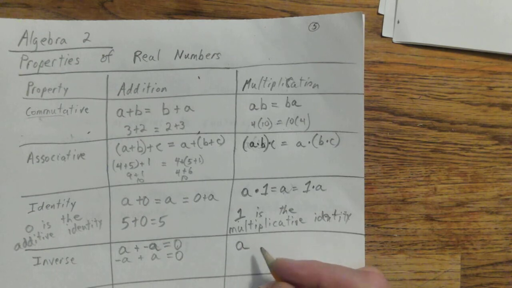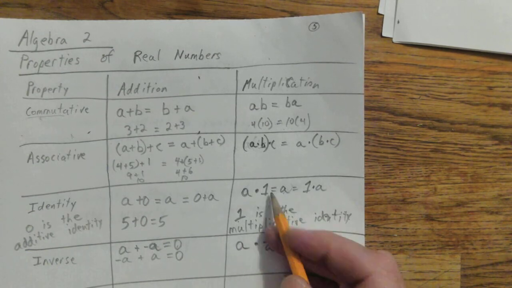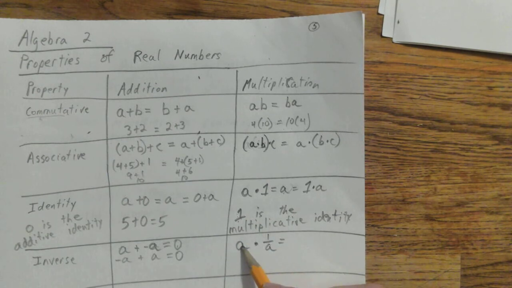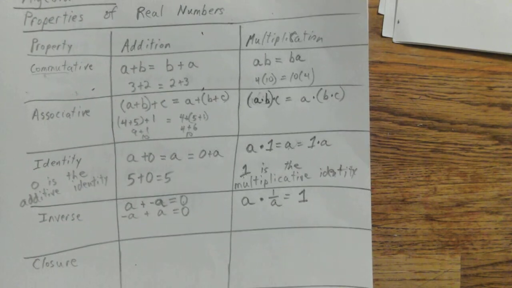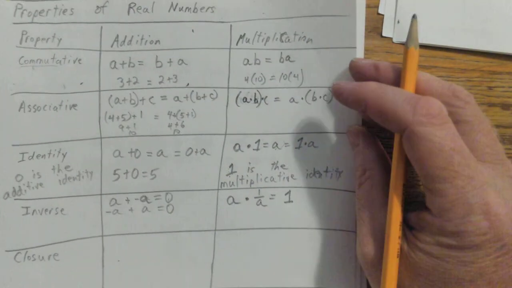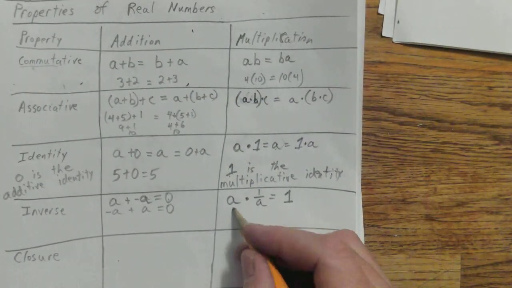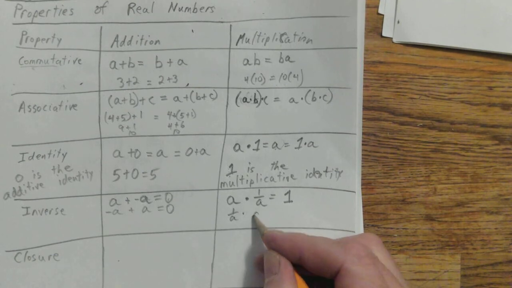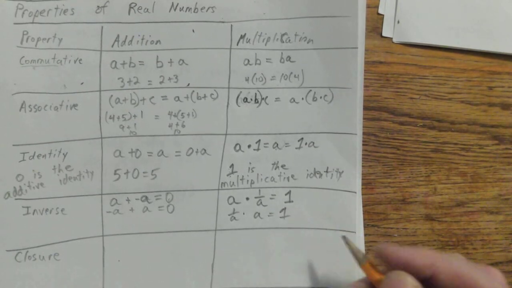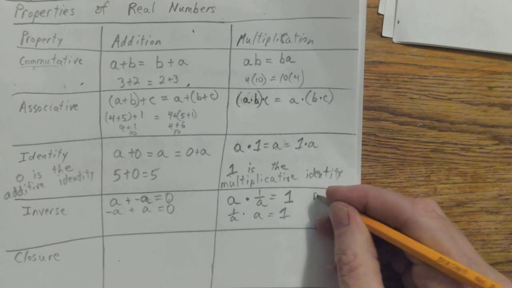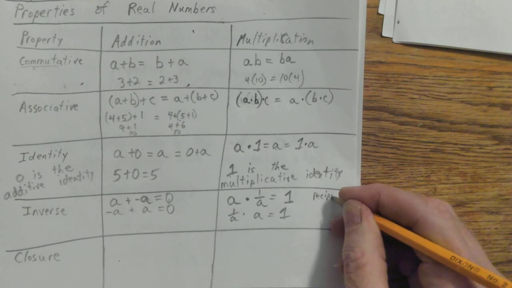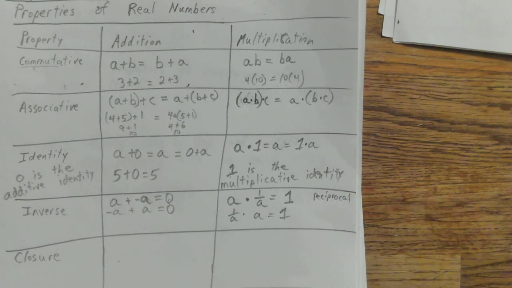Now, a times 1 over a is a over a, which is any number over itself is 1. So a times 1 over a is equal to 1. Or 1 over a times a is equal to 1. Multiplicative inverse is also known as the reciprocal. There's another term for that.